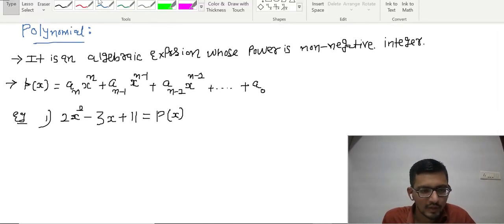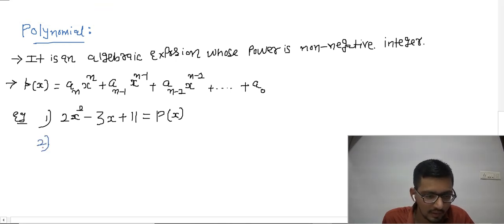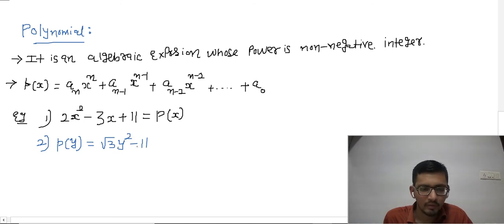Let me write a few more examples. Example number 2: a polynomial in variable y, root 3 y square minus 11. See, a coefficient can be any real number. You have to see the power of the variable. It is an algebraic expression whose power is a non-negative integer. And when I write power here, you should understand that by default I am talking about the power of the variable, not any other term.